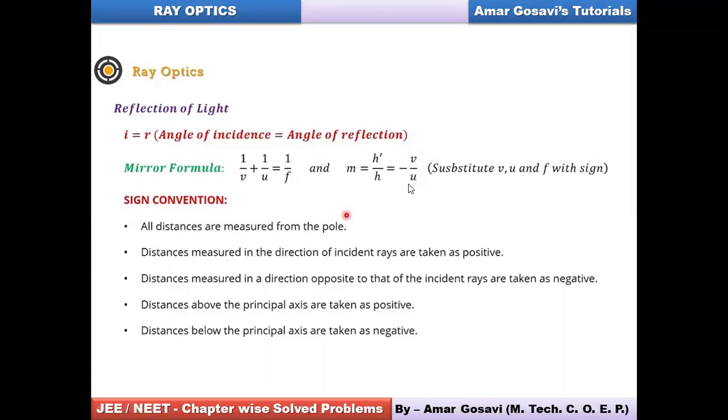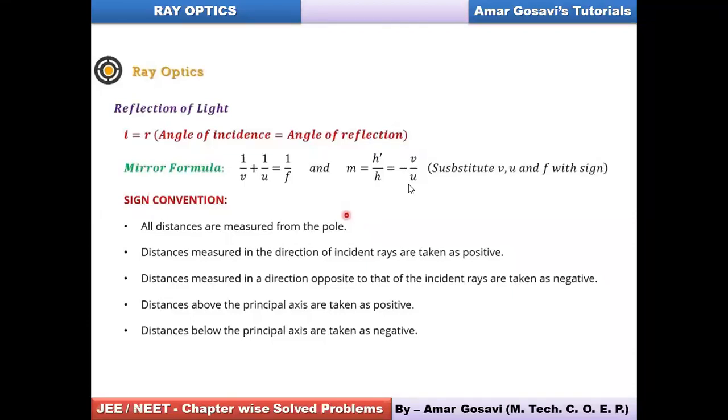Now, important points to be understood over here before we actually start dealing with the ray diagrams are the sign conventions. Now, when I'm talking about sign convention, friends, the first point which you should note is always you want to measure the distance from the pole in case of a mirror. Had it been a lens, then it would have been the optical center. Then the second important point is the distances which are measured in the direction of incident ray. You will consider those distances as positive.